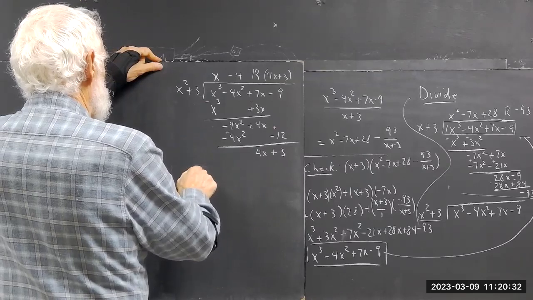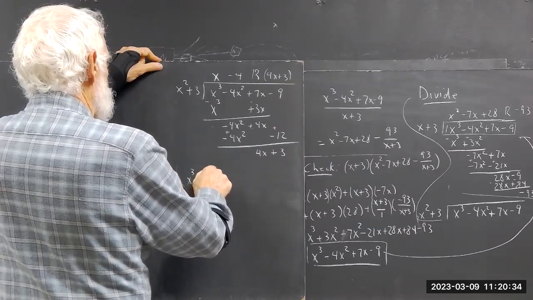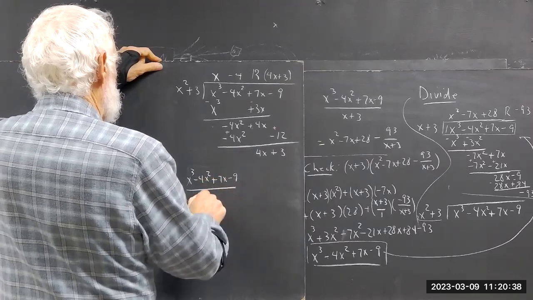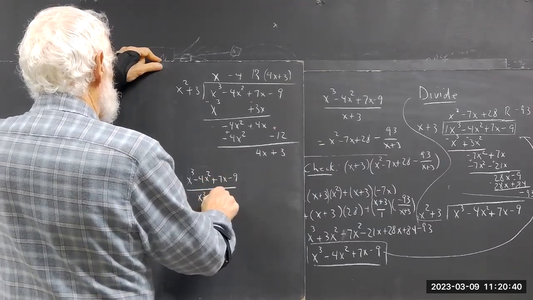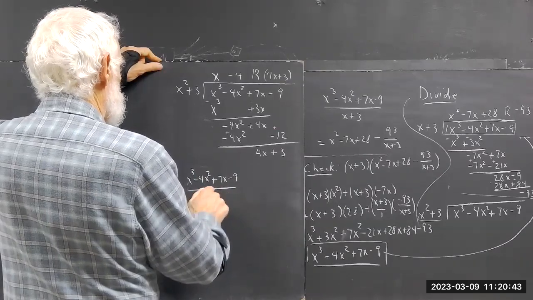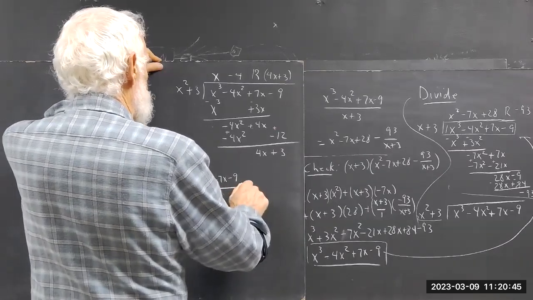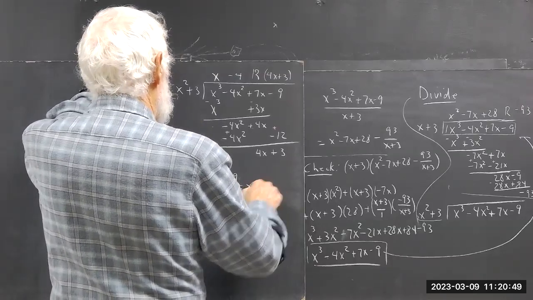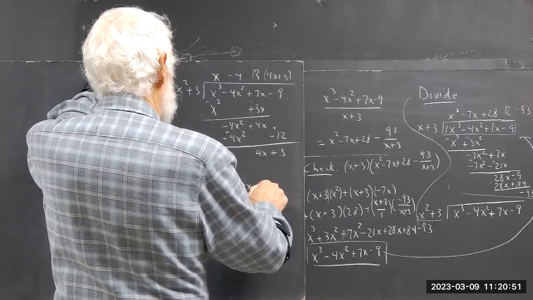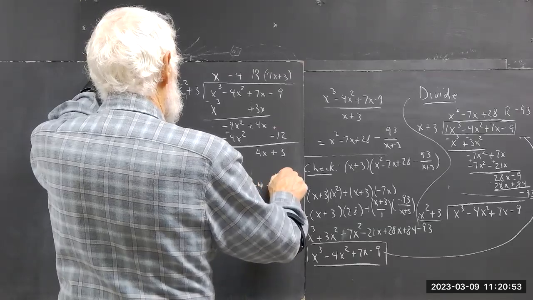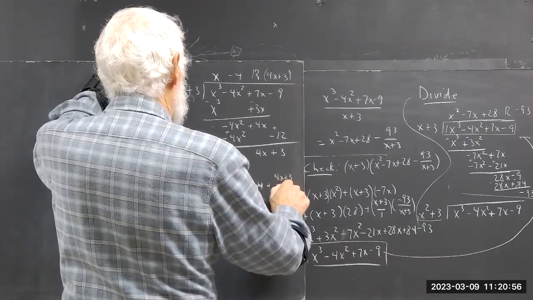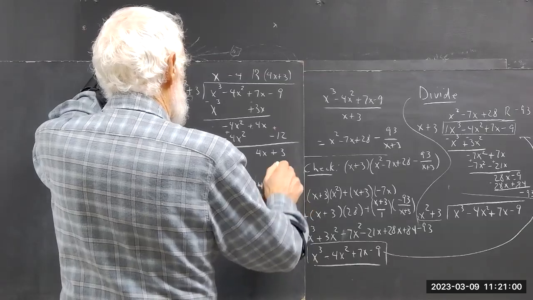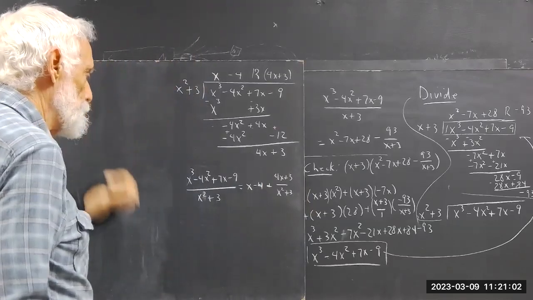So now we can say the x cubed minus 4x squared plus 7x minus 9 divided by x cubed plus 3x squared plus 3 equals x minus 4 plus 4x plus 3 over x squared plus 3.